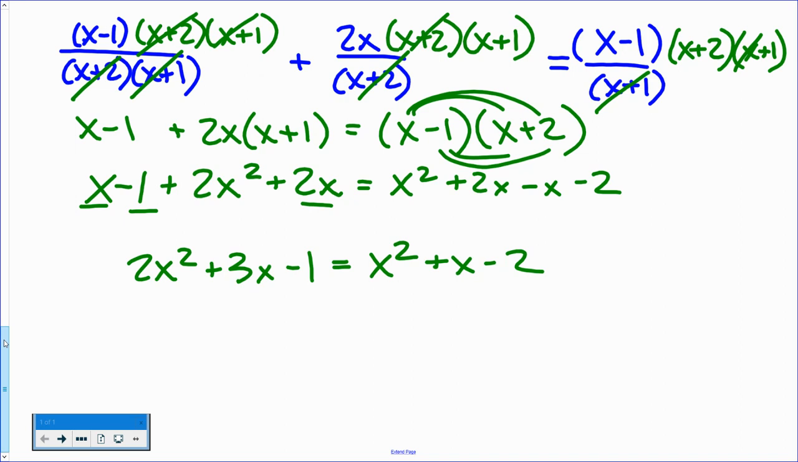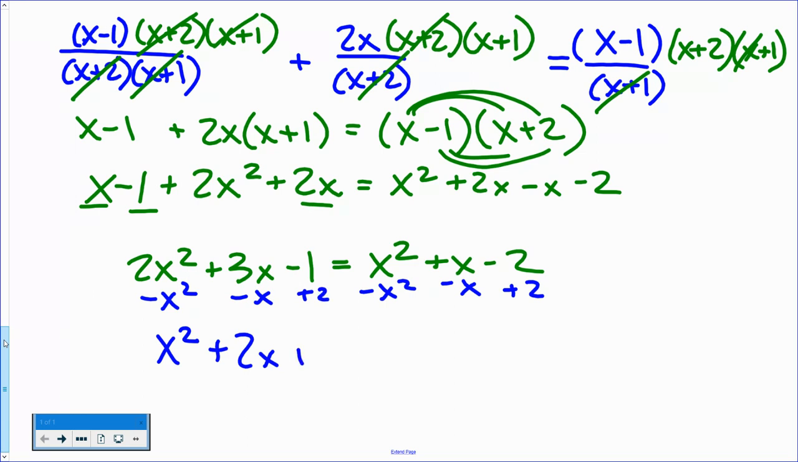We're solving this quadratic equation. I need to have it equal to 0 on one side, so I'm going to go ahead and move everything to the left. So I'll have a single x squared. I need to take x away from the 3x, so that would give me 2x. I need to add 2 to the 1, so that would give me 1.